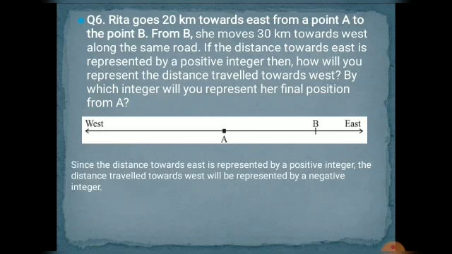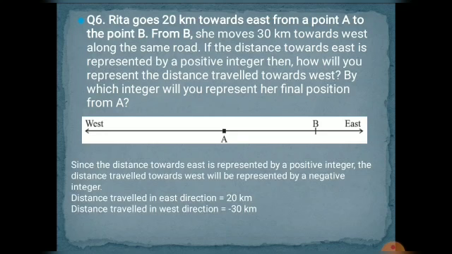So the distance towards east is represented by a positive integer. So the distance traveled towards west will be represented by a negative integer. Now, distance traveled in east direction is given to be 20 kilometers, and distance traveled in west direction, because we are going towards the west along the same road, is minus 30 kilometers. Just as I have told you, the distance towards west will be represented by the negative integer. So in the west direction, we have taken minus 30 kilometers.